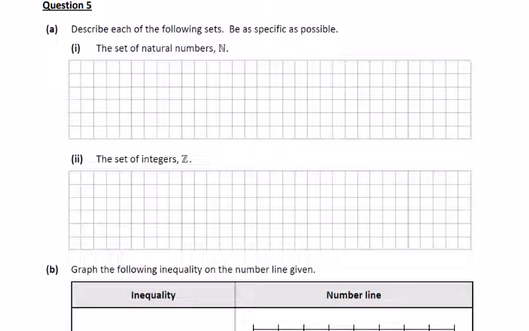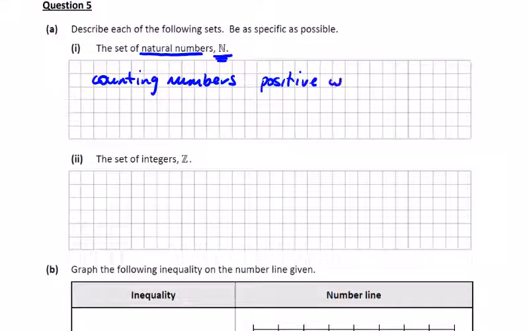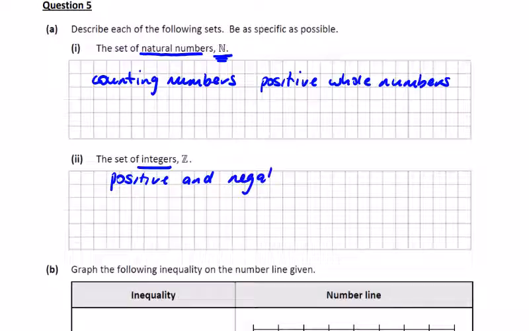Question 5 is describe each of the following sets and be as specific as possible. The set of natural numbers, and you're given this n here. Counting numbers is my favorite way of describing natural numbers. We start with the number 1 when we're counting. Or you could say positive whole numbers, because then we can say down here for integers, we can say positive and negative whole numbers.